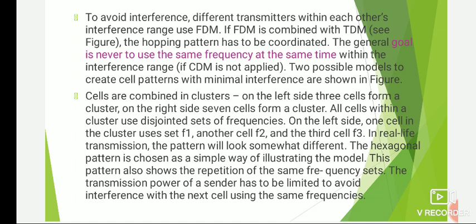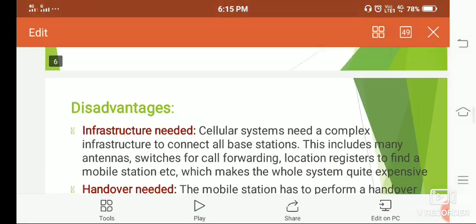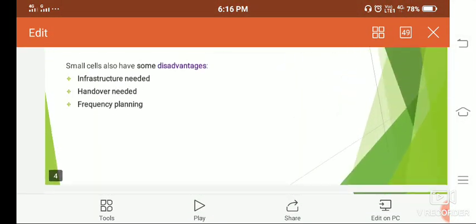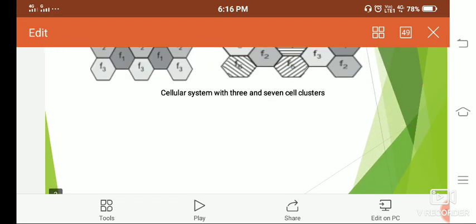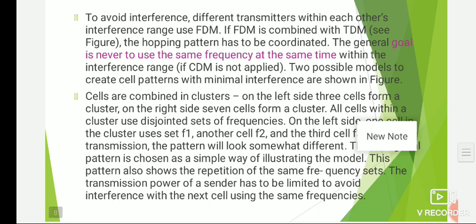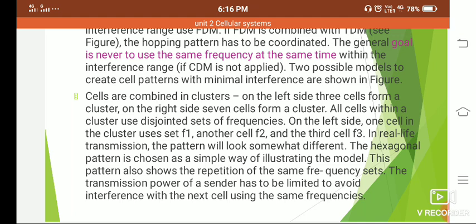Cells are combined in a cluster, as shown in the previous cell cluster diagram. Already we have shown the cell structure explained in that. So, cells are combined in clusters. On the left side, 3 cells form a cluster, and on the right side we have 7 cells forming a cluster. All cells within the cluster use disjoint sets of frequencies.